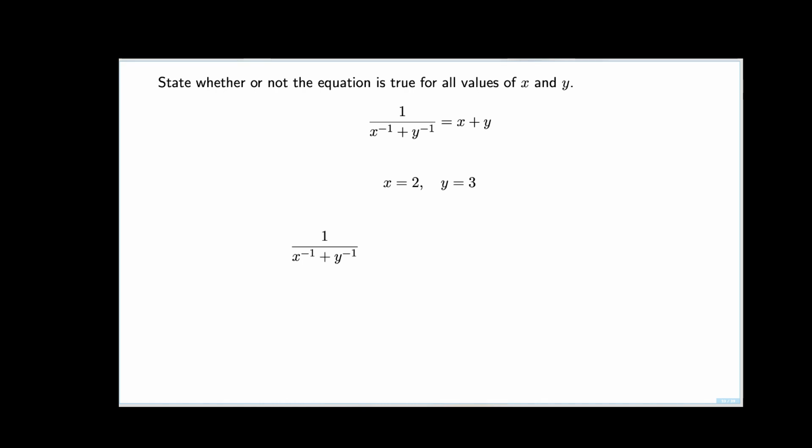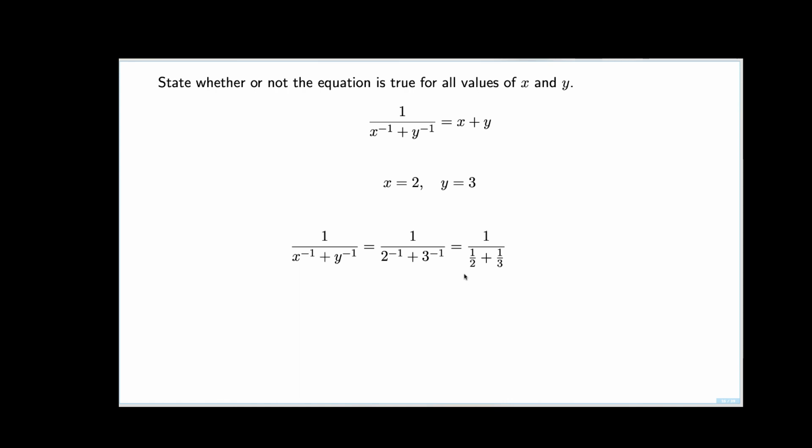What happens when I plug in x equals 2, y equals 3 on the left-hand side? I get 1 over 2 to the minus 1 plus 3 to the minus 1. And now let's just work through what each of these mean. Remember, when I have a number raised to the minus 1 power, that just means 1 over the number, so my 2 to the minus 1 is the same thing as 1 over 2, or 1/2, and my 3 to the minus 1 is 1/3. So this becomes 1 over 1/2 plus 1/3.